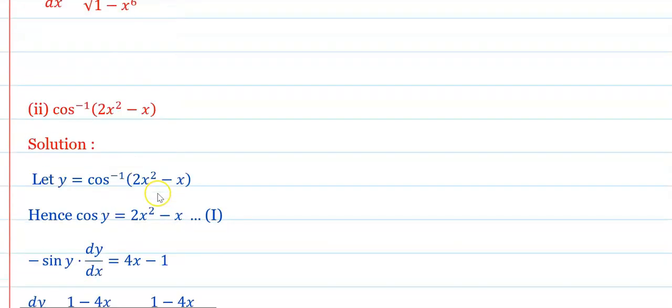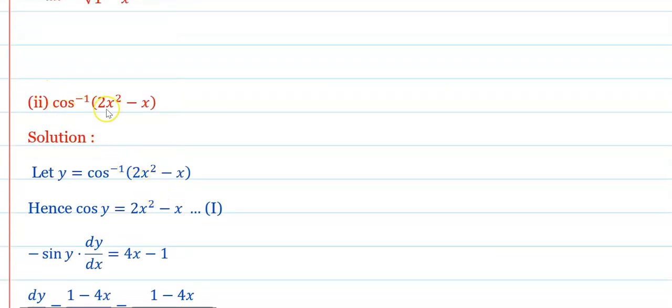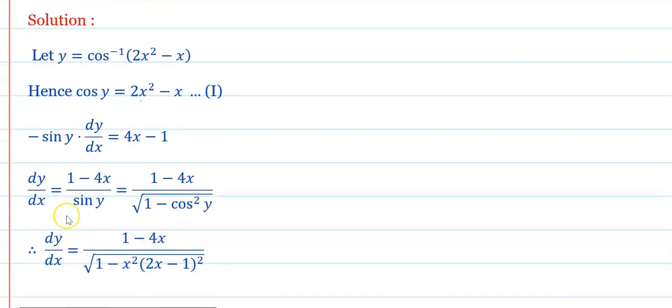Okay. Now the next problem, cos inverse of 2x² minus x. Here cos y is equal to 2x² minus x. Now differentiate this with respect to x. The derivative of cos y is minus sin y into dy by dx, is equal to 4x minus 1, since the derivative of x is 1, and hence dy by dx is equal to (4x minus 1) upon sin y.